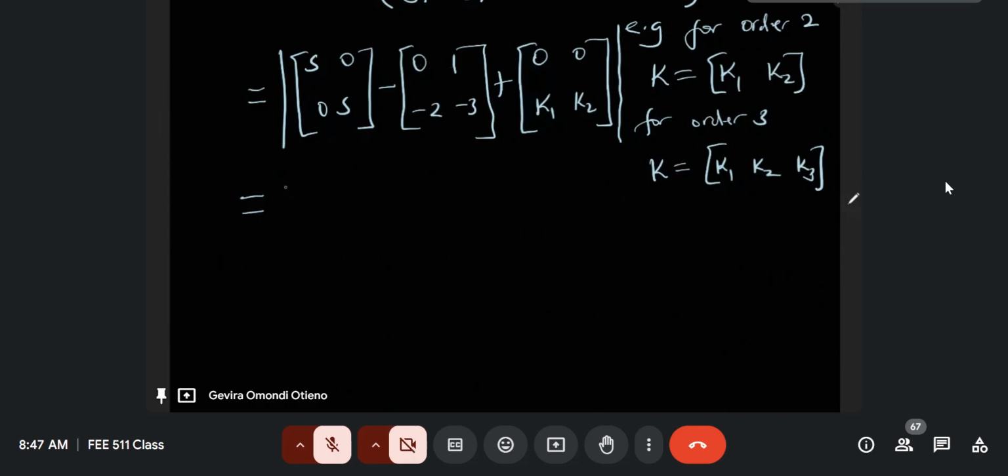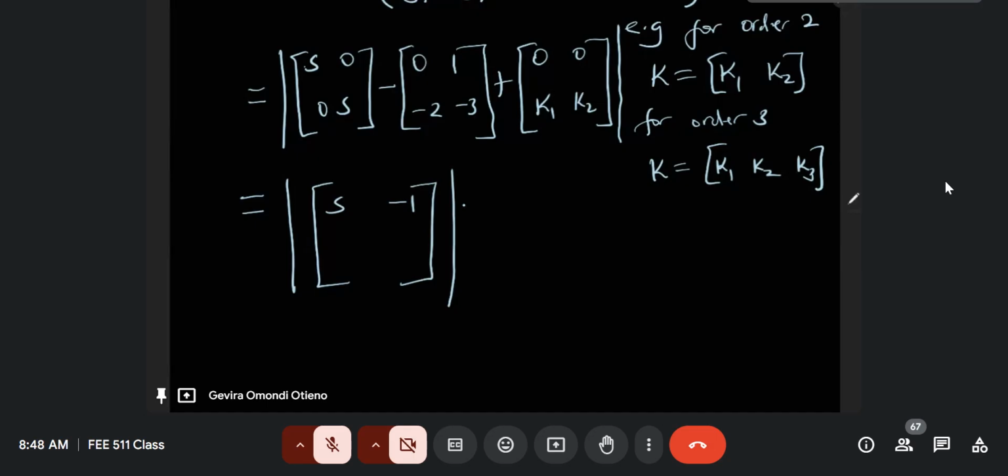That is S. So you have the determinant of a matrix here. Okay. S minus 0 plus 0, that is S. The other one is 0 minus 1, that is negative 1 plus 0. So that is minus 1. Please make sure that I'm correct. If I'm not, you let me know.